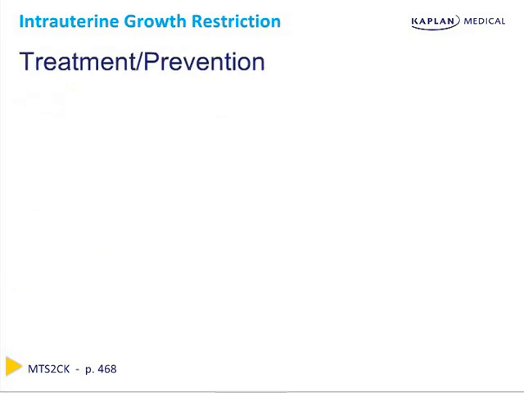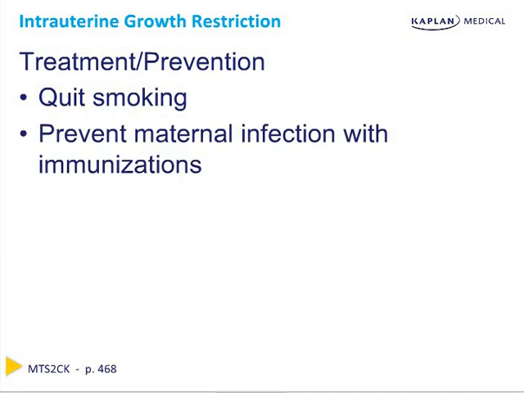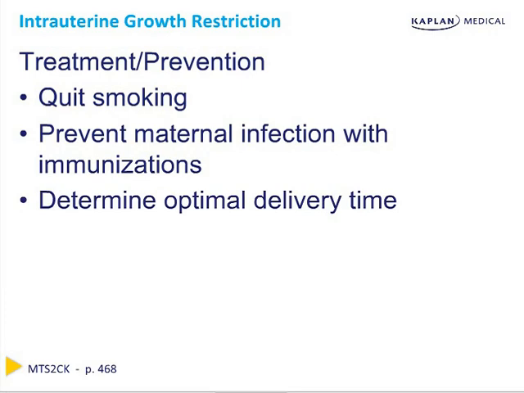There is no conclusive treatment for IUGR other than trying to prevent it. Common prevention techniques involve advising patients who smoke to quit smoking, and to prevent maternal infections by obtaining routine immunizations. Ultimately, the obstetrician needs to determine the optimal delivery time, weighing the risks of fetal death with the risks of neonatal death. This can be done by using serial ultrasound examinations for growth, as well as other antenatal testing for fetal well-being.